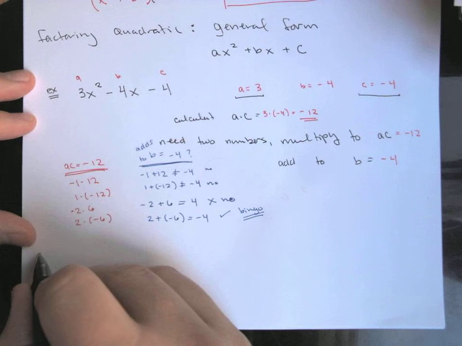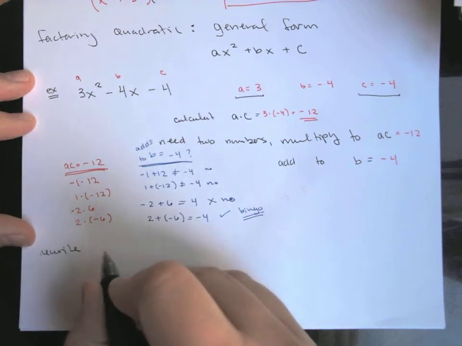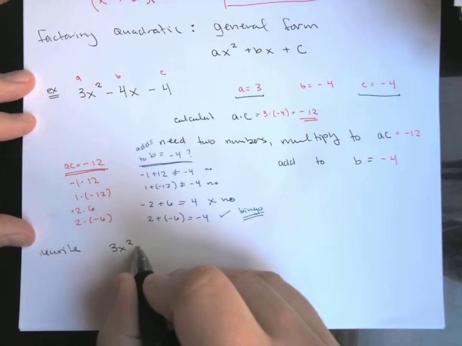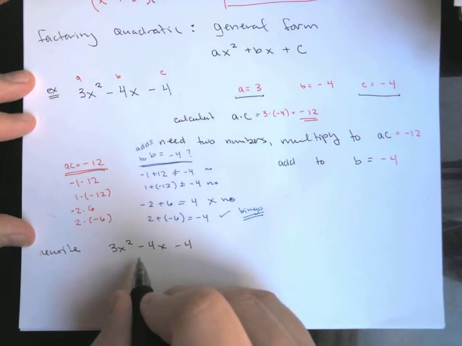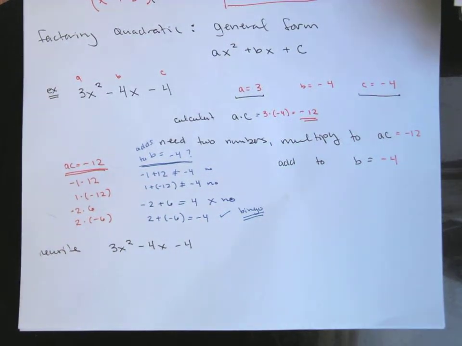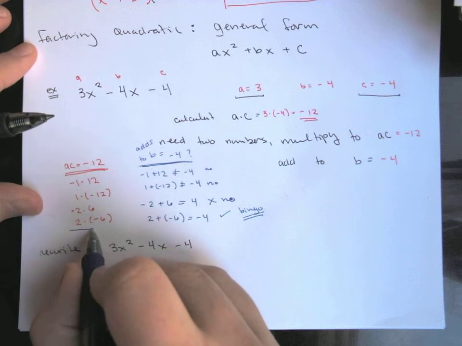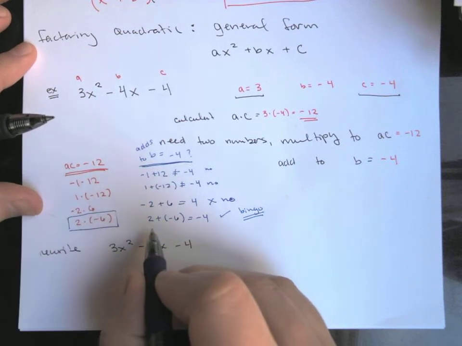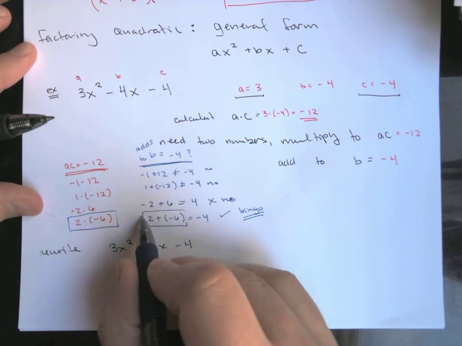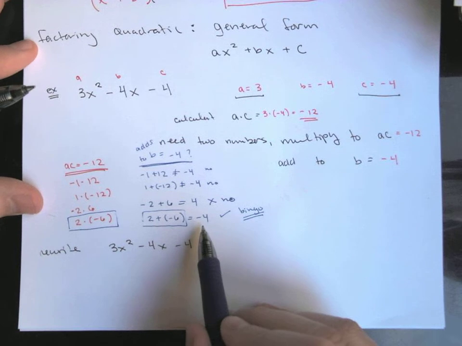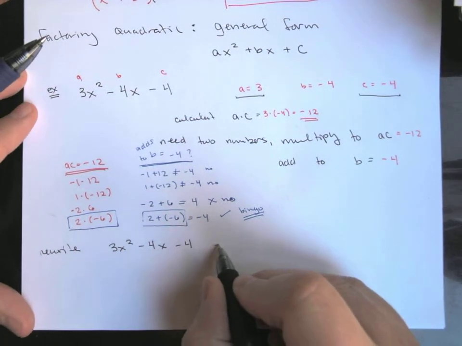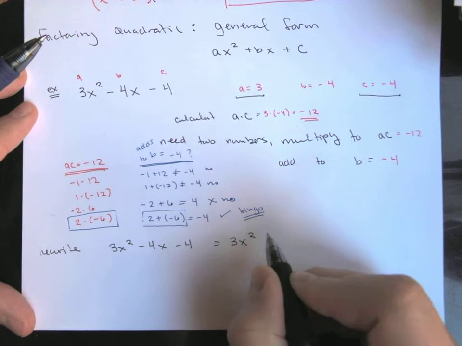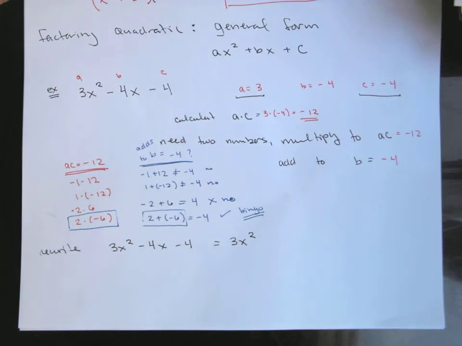So what we're going to do is rewrite our original 3x squared minus 4x minus 4. I'm going to rewrite this middle term using these two numbers. In particular, I need them to add to negative 4x still. So that's still extremely important. I'm not trying to change my actual values here. I'm just trying to change the way it looks.